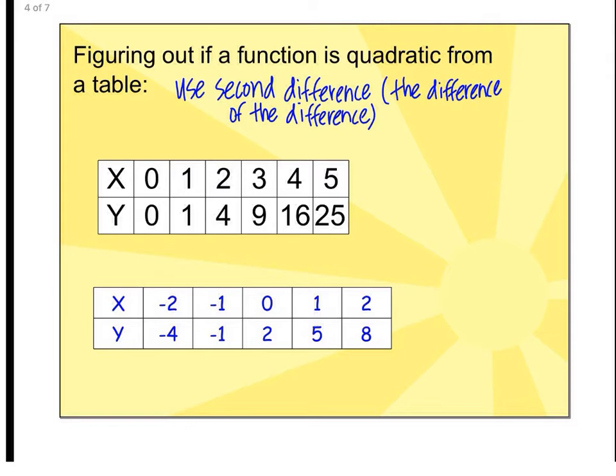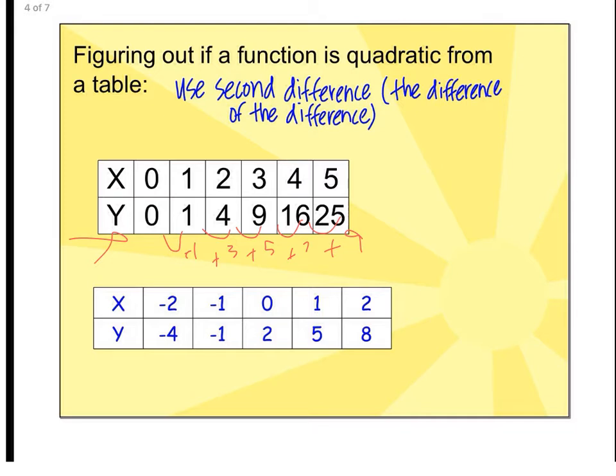So I'm going to do my first difference. To get from 0 to 1, I add 1. To get from 1 to 4, I add 3. 4 to 9, I add 5. 9 to 16, I add 7. And then 16 to 25, I add 9. All of the ones in pink I just wrote, those are my first differences.